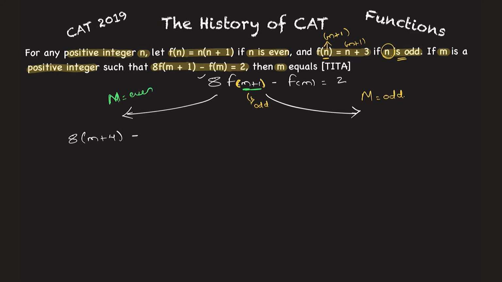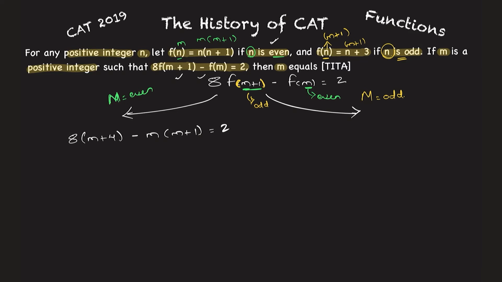Minus of what? m is now even, because we have substituted this value as even. And whenever it is even, which function will I use? When n is even, this is the function you use, and instead of n, I'll put m here. So f of m is equal to m into m plus 1. So this becomes m into m plus 1. This whole thing is equal to 2, as given here. So this is what I get as the value of the function if m is even.